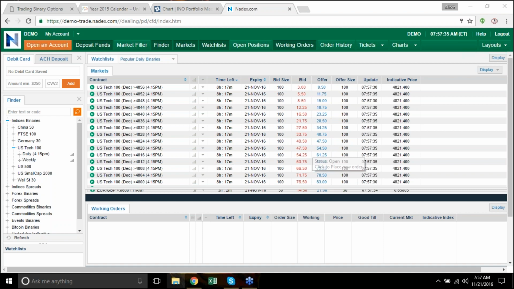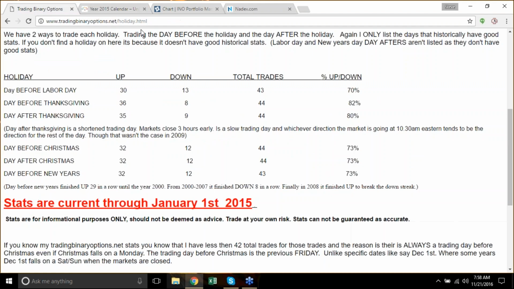So that would be for Monday's trade. So what you would do, Tuesday, 6 p.m. Eastern Time, log into your Nadex, take a daily trade on the US Tech 100 for slightly in the money. If it's a winning trade, great. If it's a losing trade, then it went against the results of the last 40 years of 82%.